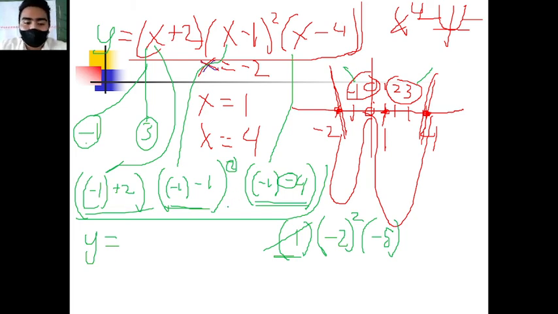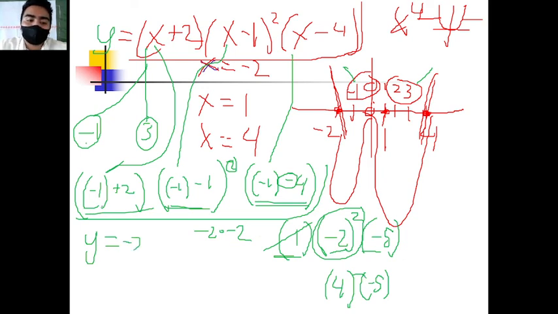So in this case, we have the second factor and the third factor. In the second factor, we have the square of it. If you're going to square the negative 2, what will be the answer? Negative 2 times negative 2, so the answer will be positive 4. And if you have positive 4 and negative 5, the answer would be negative 20. So your y would be negative 20 when the value of x is negative 1. That is the case for negative 1.